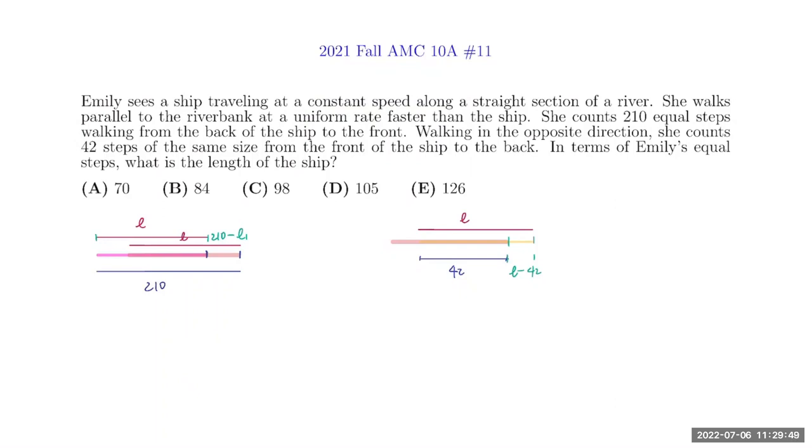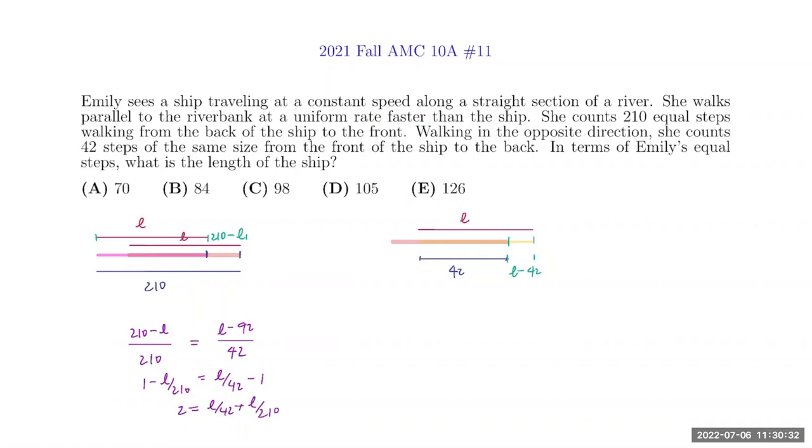So we can write that as our (210 minus L) over 210 steps from this left diagram is going to be equal to (L minus 42) over 42. So distance ship travels over distance Emily travels stays constant. So that means we can simplify both sides to get 1 minus L over 210 equals L over 42 minus 1. Move the variables to one side and the constants to the other, which gives us 2 is equal to L over 42 plus L over 210.